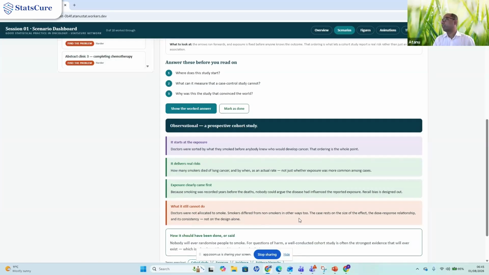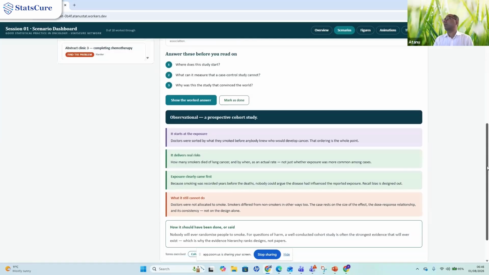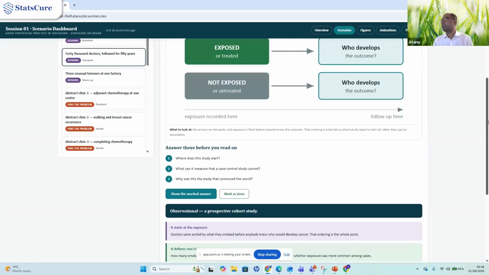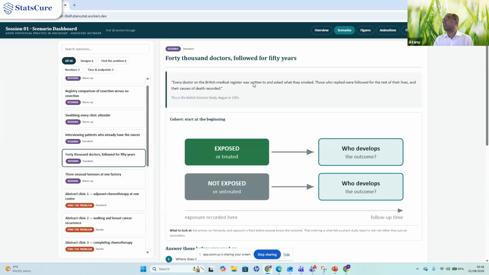Smokers differ from non-smokers in other ways too, so it is not well controlled or well balanced, along with the size of the effect, dose response relation, and data consistency. These are the limitations of a prospective observational study. But here, we don't have any intervention. One good point is that there could be many imbalances in this sort of design, but those can be handled by creating different subgroups and balancing data.